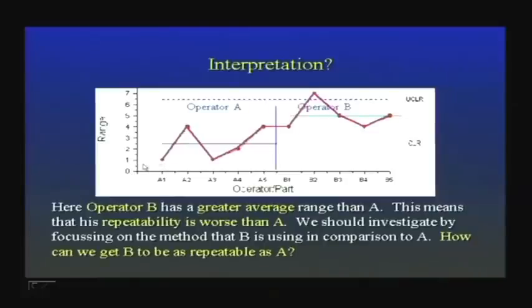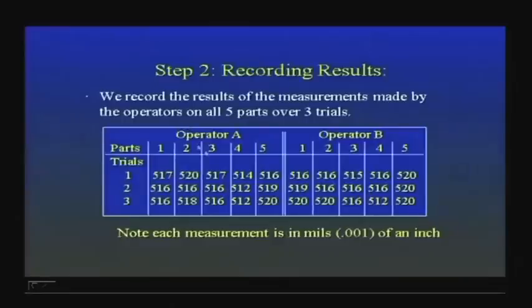I've got 1 as the gauge reading there. Look at part 2. Range is given here as 4. Let's go back and see what the data says. I see the max value as 520 and the min value is 516. The difference between these two is 4.